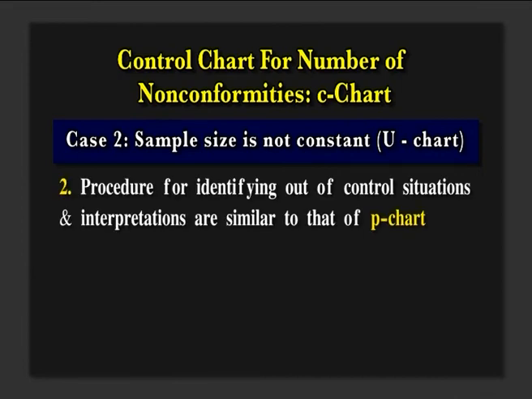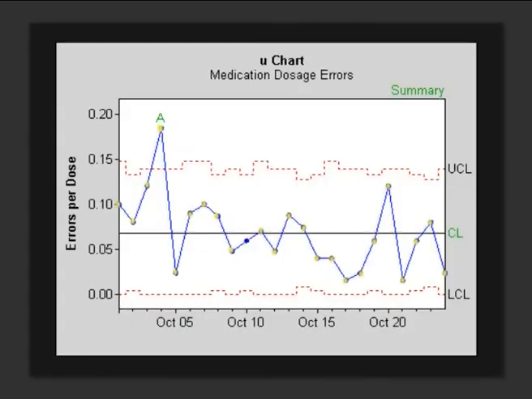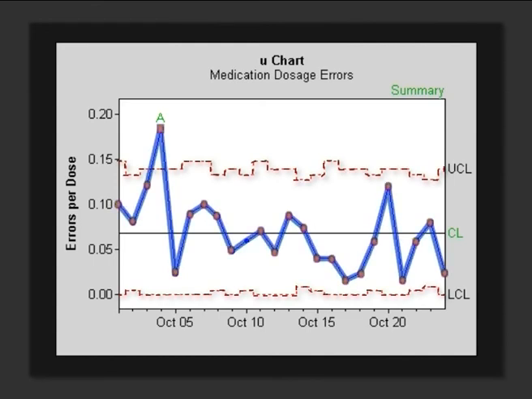Step 2. Procedure for identifying out of control situations and interpretations are similar to that of P chart. A typical U chart is given below. We have the central line, and the upper side broken red line is the upper control limit, the lower side is the lower control limit. Since the sample size is varying, again we do not have a straight line for upper control limit, that also varies from subgroup to subgroup. So, that is the difference between C and U chart. The number of nonconformities is not plotted here. Instead, the fraction Ci by Ni, that is the Ui values, are plotted.